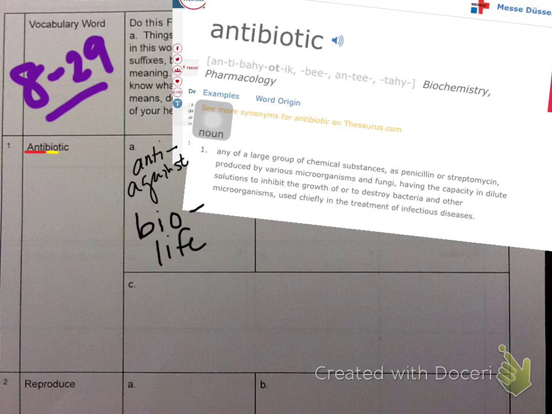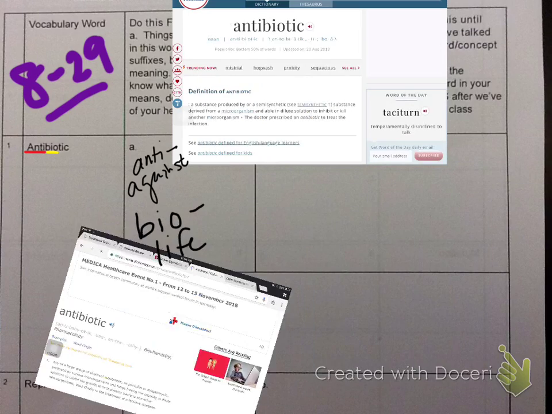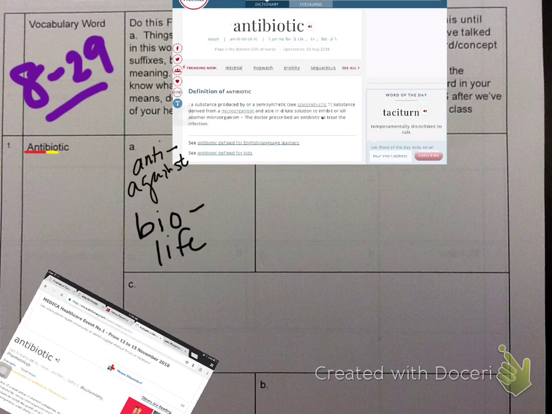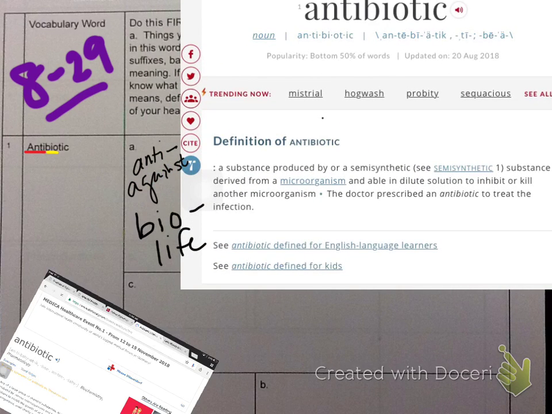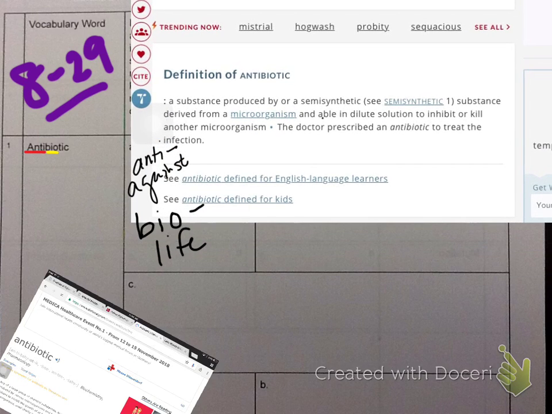If you prefer the other definition, we can go back to that. Substance produced by or a semi-synthetic substance derived from microorganisms able in dilute solutions to inhibit. Inhibit just means to slow down or kill another microorganism. I like that they use it in a sentence on Merriam-Webster's. That's useful. That helps you get context.